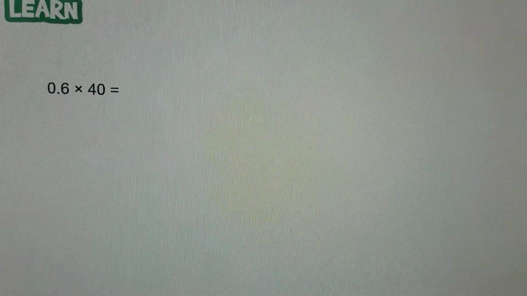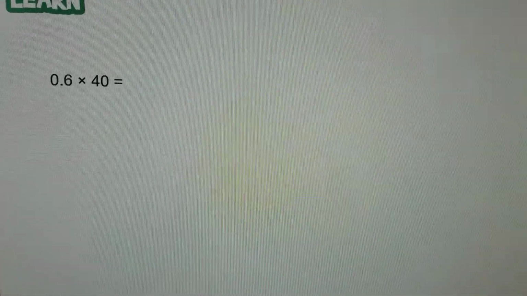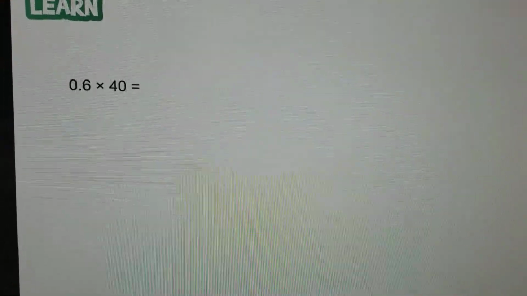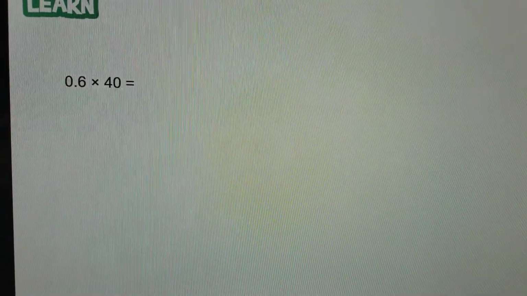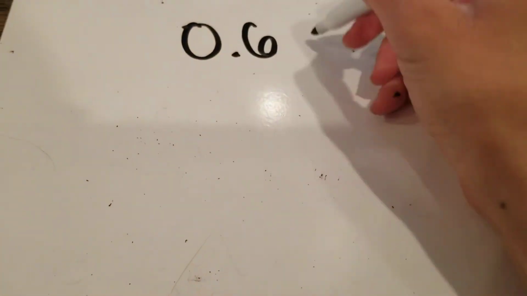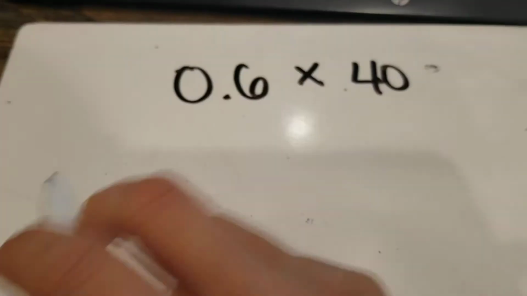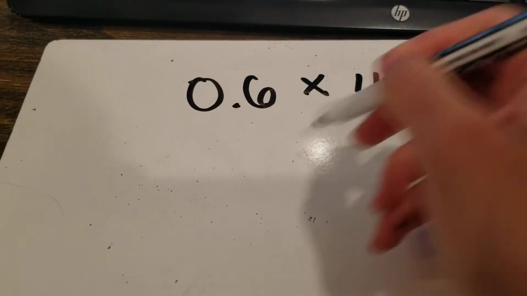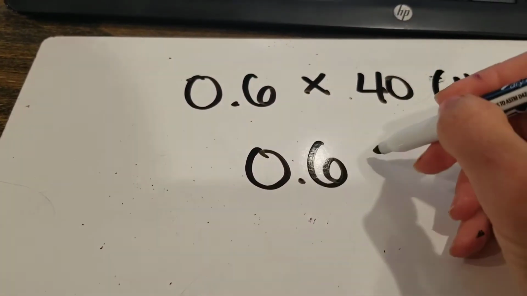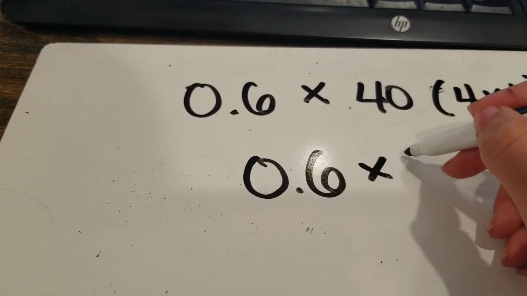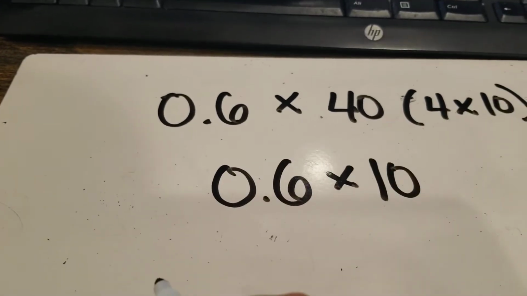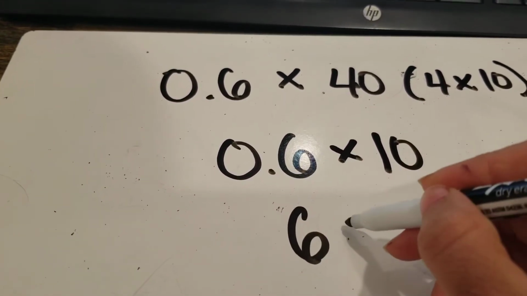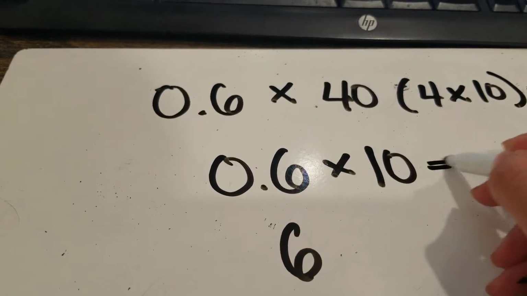Okay, we're going to take it up a notch. We're going to do another problem. So 6/10ths times 40. So here we go. 0.6 times 40. I know this is a 4 times 10. So I'll do 0.6, let's just do times 10 first. So that becomes 6, right? The answer is 6.